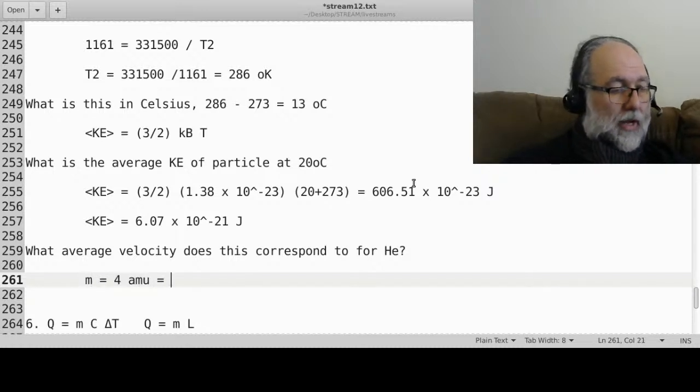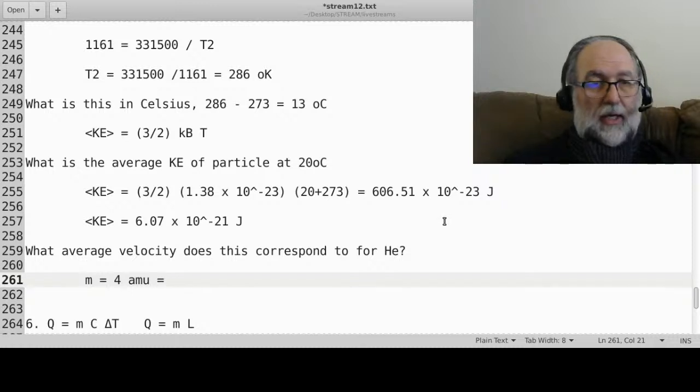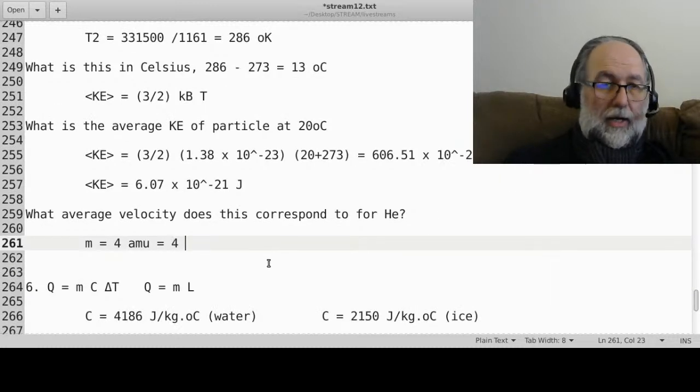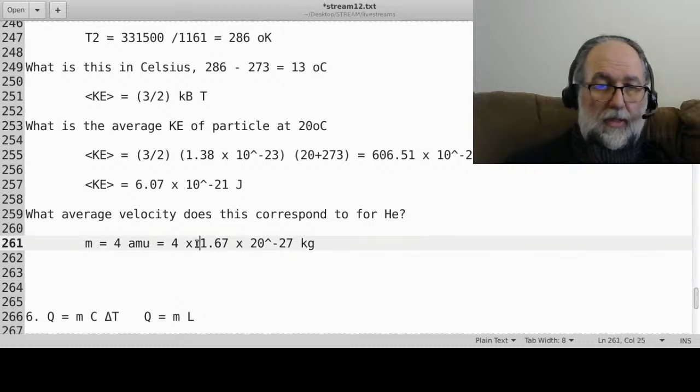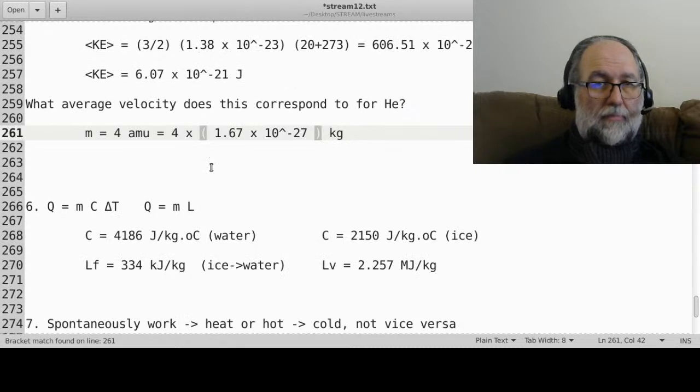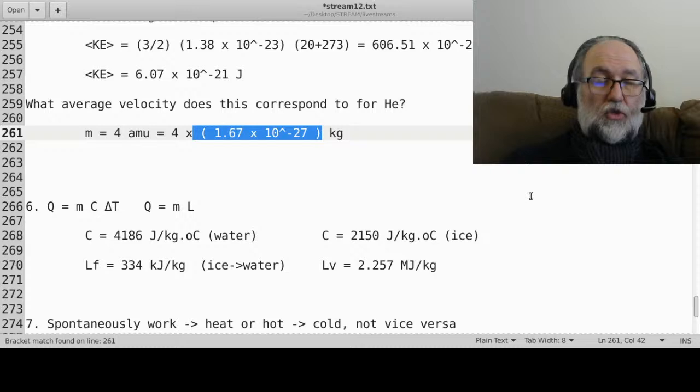Well, 4 atomic mass units, you say, well, what is that? An atomic mass unit, to convert it to kilograms, this is the conversion factor right here. Let me put it in brackets. All right, and whoops, that should be 10. And you could just look this up in our notes. So 1 atomic mass unit is equal to 1.67 times 10 to the minus 27 kilograms.